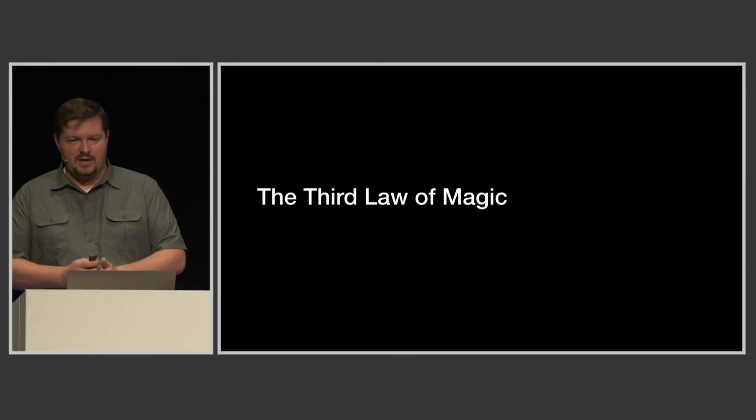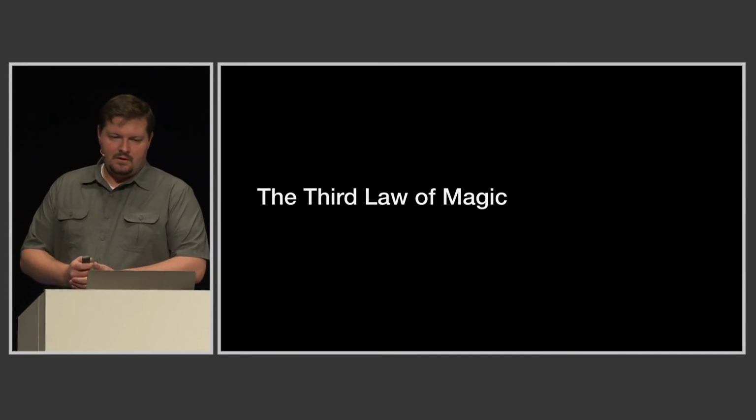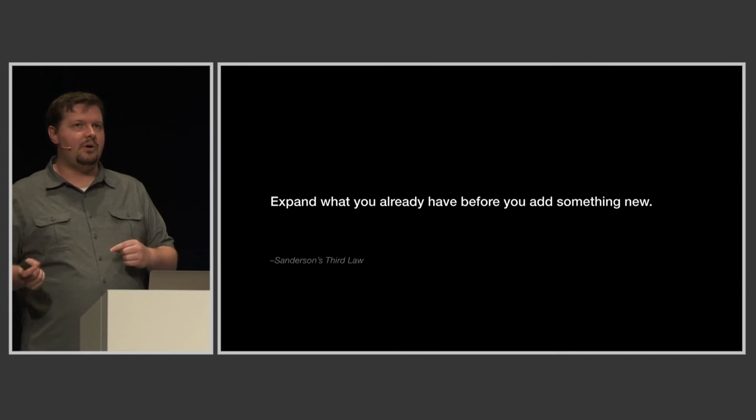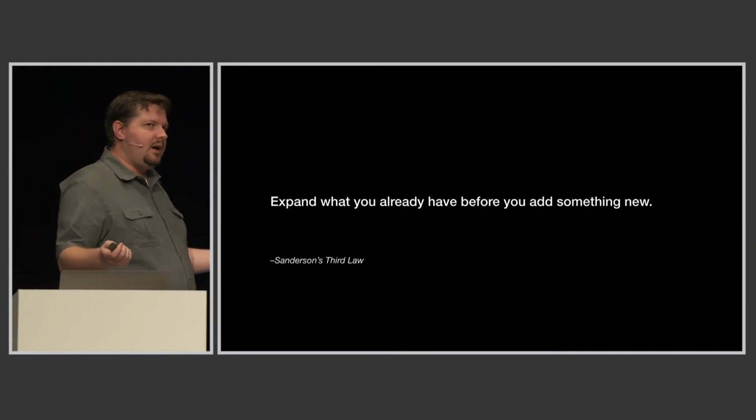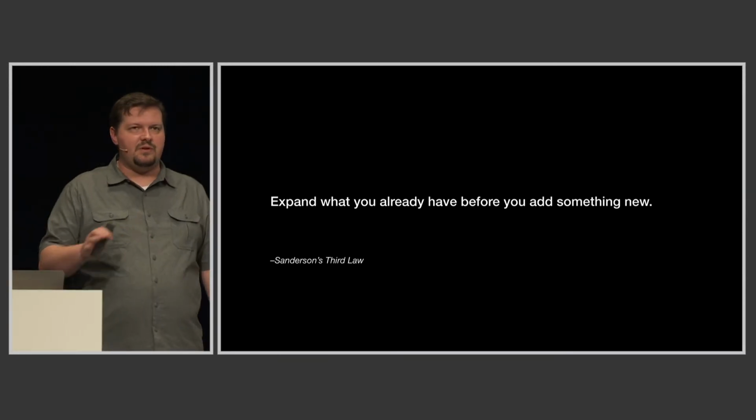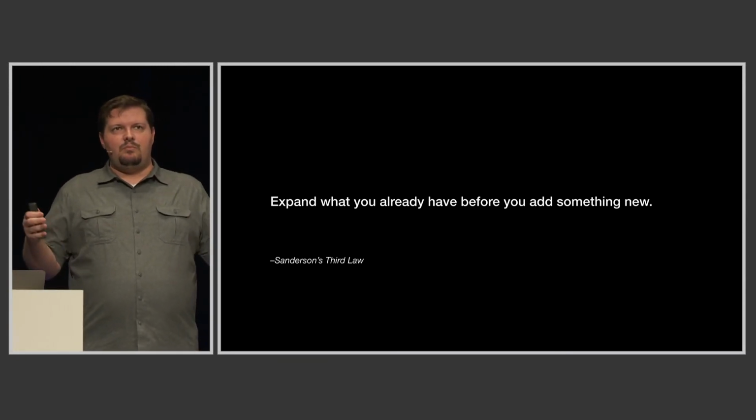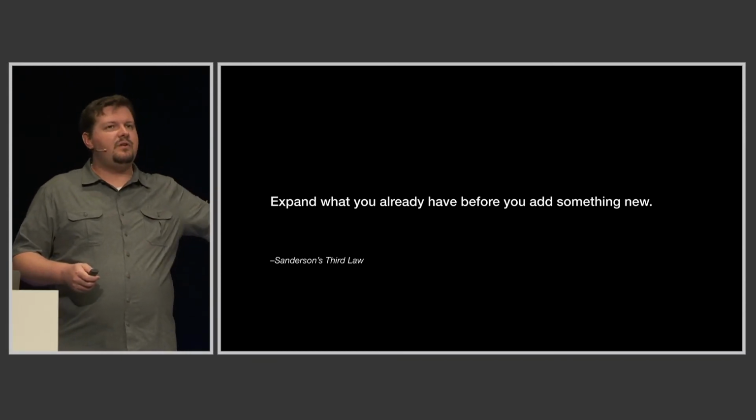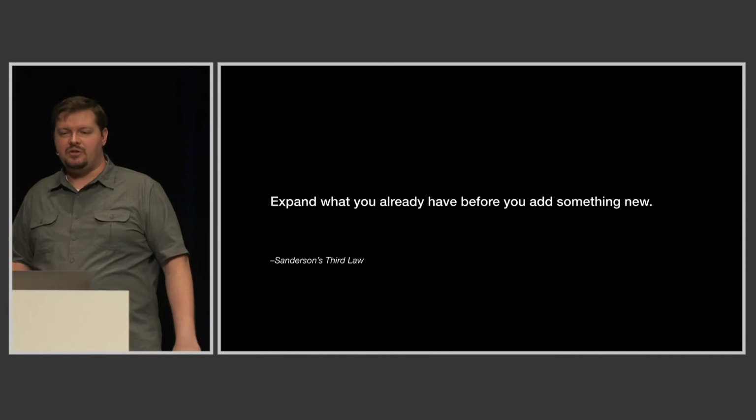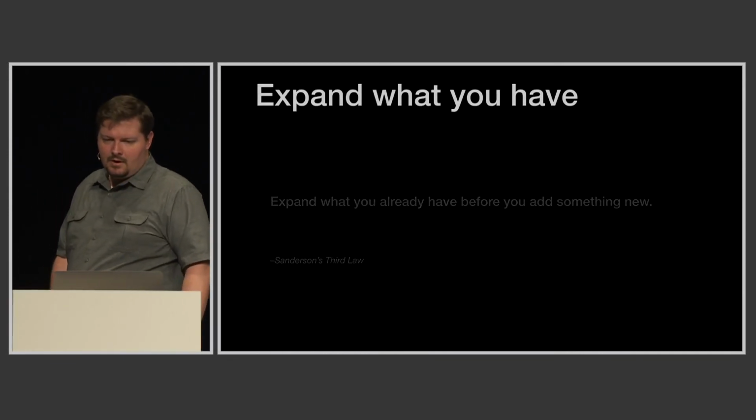The third law of magic says, expand what you have before you add something new. In the context of like writing a book with a magic system, this would be something like, before you just decide to add a whole new kind of magic, see if you can do something interesting with the magic you already have. We can expand what we have by considering consequences. And there are a couple of different ways we can do this.